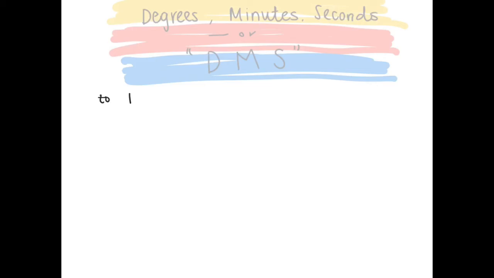Our first set of examples is we're going to go to degrees, minutes, seconds. So we're going to start off with 30.5 degrees.